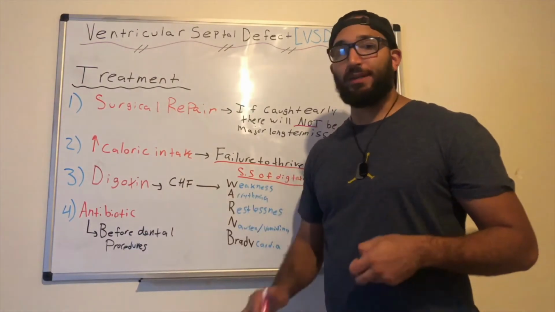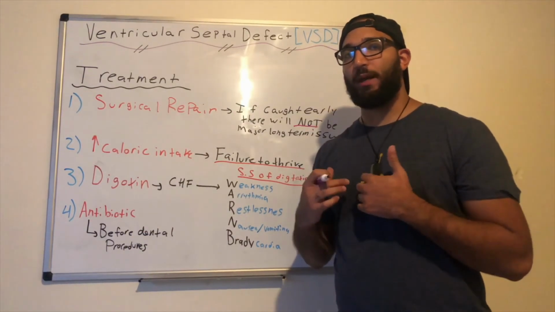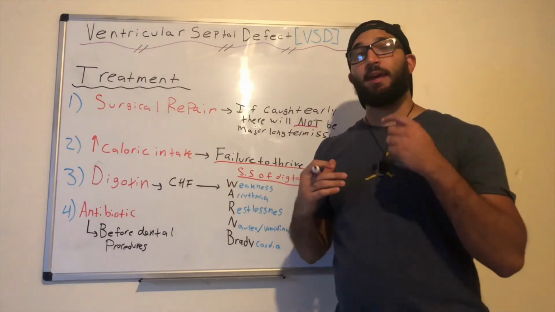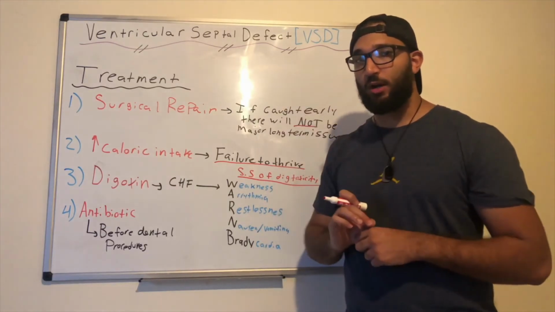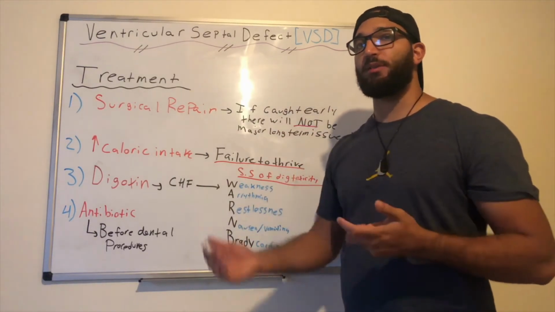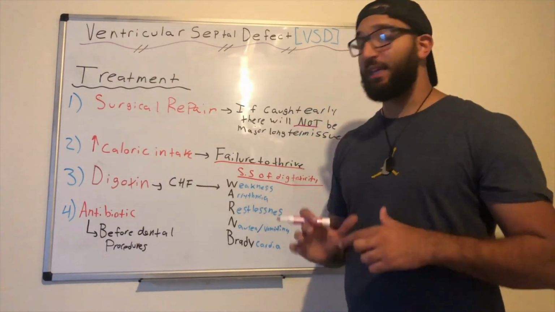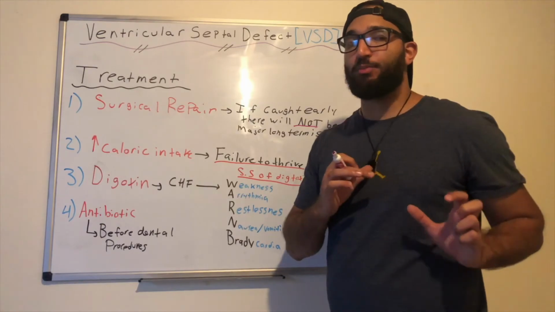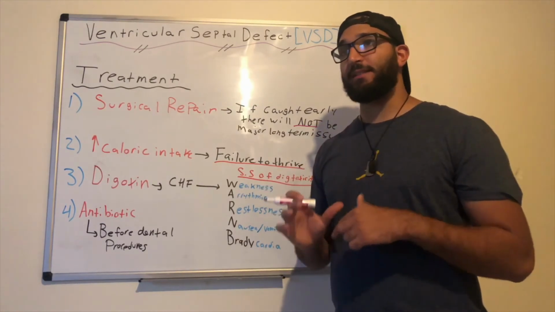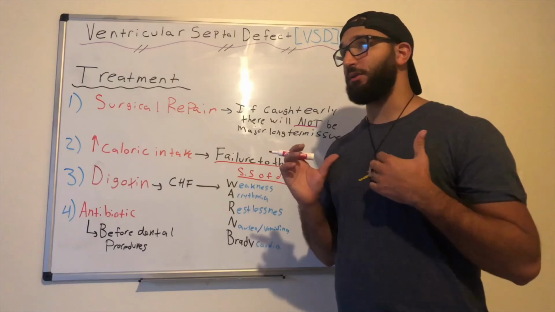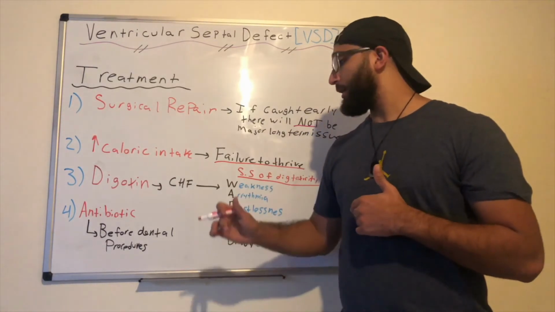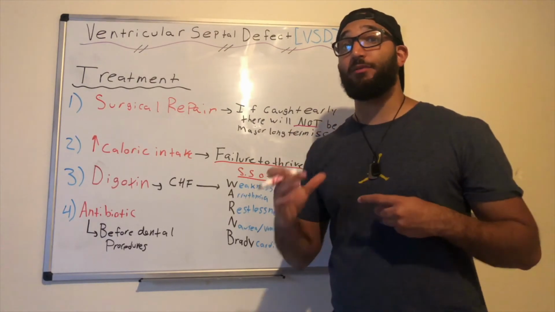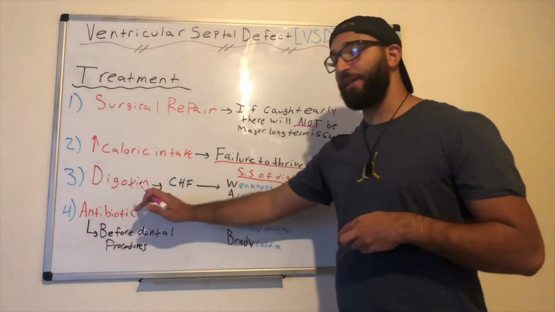The fourth treatment is antibiotics. So why would antibiotics be given? If surgical repair has been placed and that intraventricular septum has been closed off, restoring perfusion to the rest of the body, antibiotics need to be given before any dental procedures, so it prevents endocarditis from occurring. Any patient that has any surgical valve replacements or surgical valve repairs has to have antibiotics before going to the dentist to prevent any bacteria from growing on those valves. So that's why antibiotics are given.